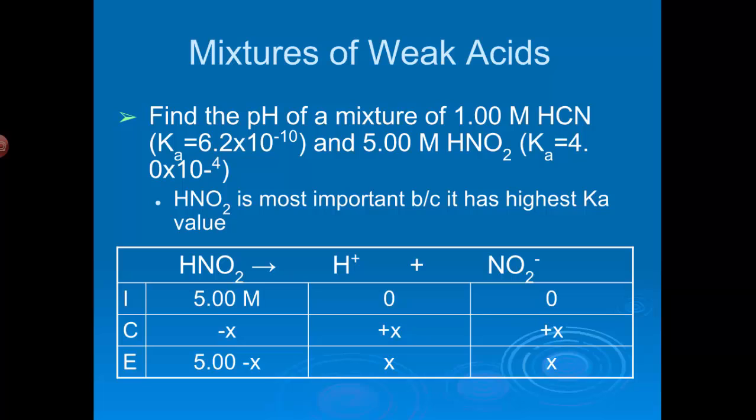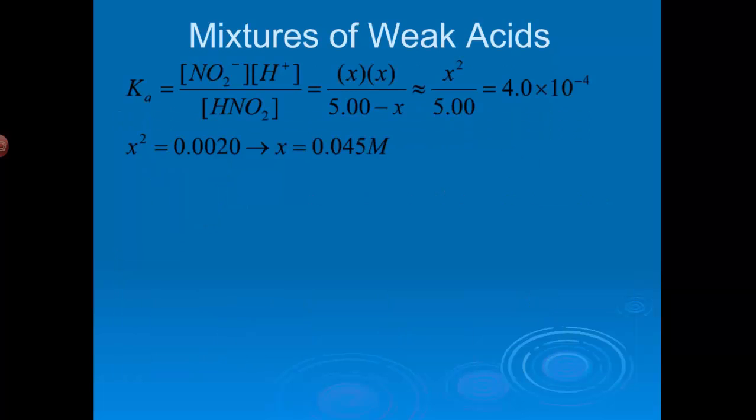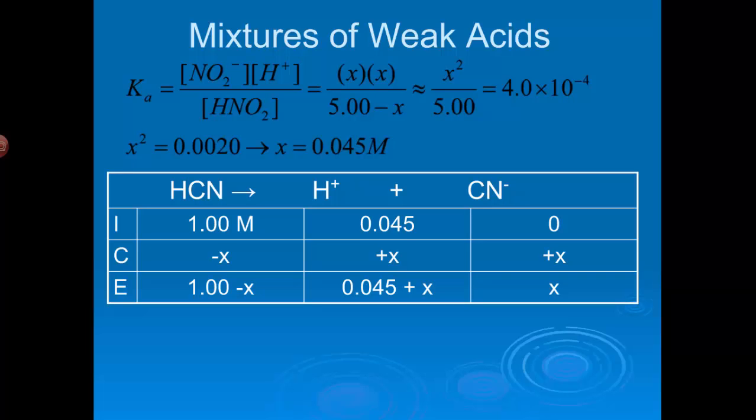So I plug in 5 molar, 0 and 0, minus X, plus X, plus X. As usual, 5 minus X, X and X. Plug it into your expression, make the approximation. We're going to assume that X is much smaller than 5 molar, right? And it's reasonably smaller, 0.045 molar. We still have to check our concentration, but we'll do that later.